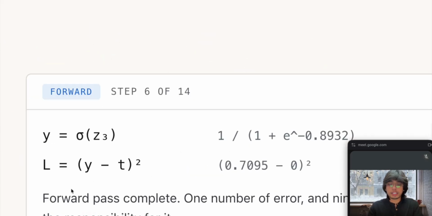And how do we calculate loss? We calculate it by y minus t, where y is the machine's guess and t is the target value. And we square it. That gives us the loss.